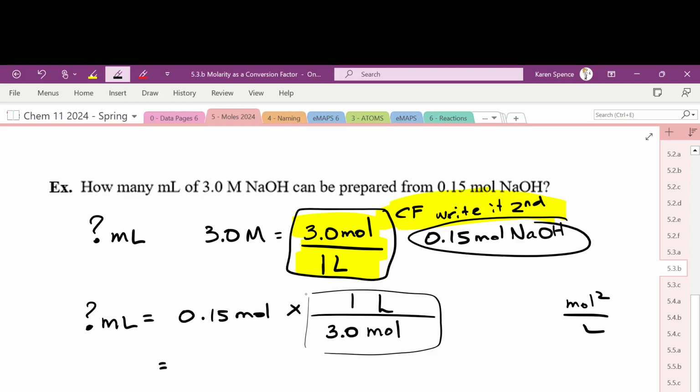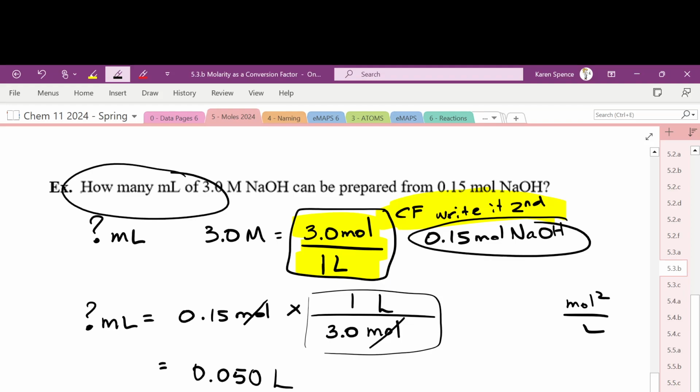0.15 divided by 3 equals 0.05. And I need 2 sig figs, and the unit I am left with is liters. Now I'm asked for how many milliliters. You are allowed to convert that, by doing the conversion, or you can say, I want to move my decimal place 1, 2, 3 places to the right. Why am I writing 0.05? 50, and to have 2 sig figs, I need to put a dot there, milliliters.